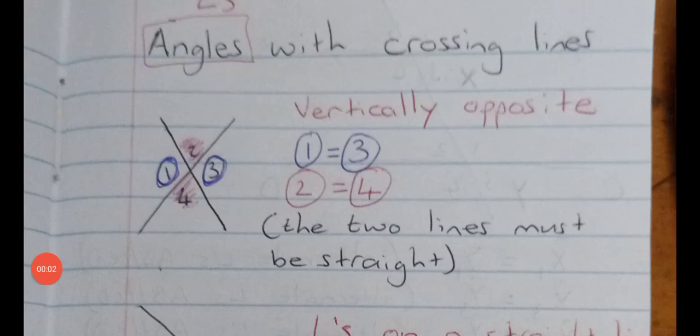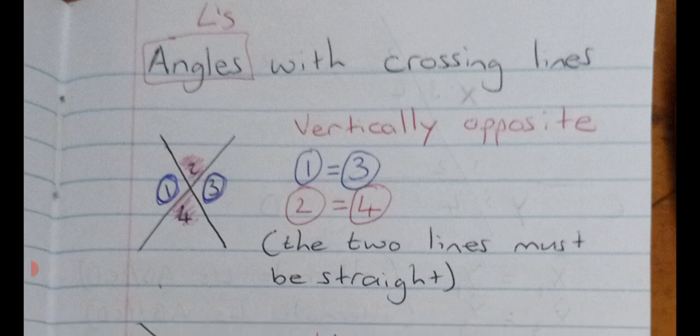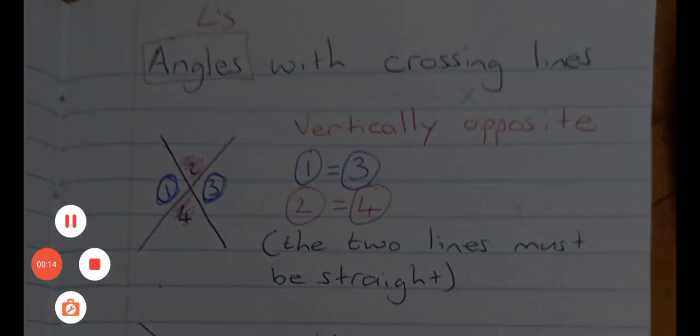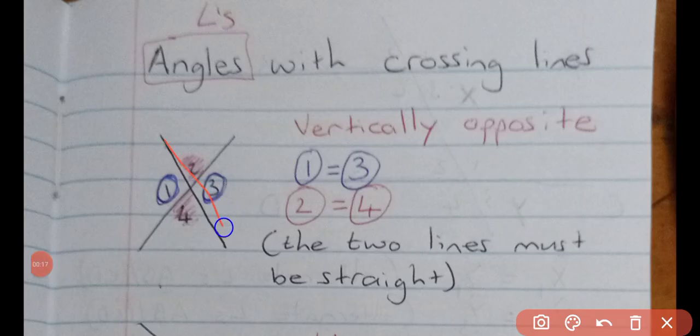All right, so let's first have a look at angles with crossing lines. So here I've got an X. The angles with crossing lines will always look like an X. So there is our X, okay? The reason for this is vertically opposite.